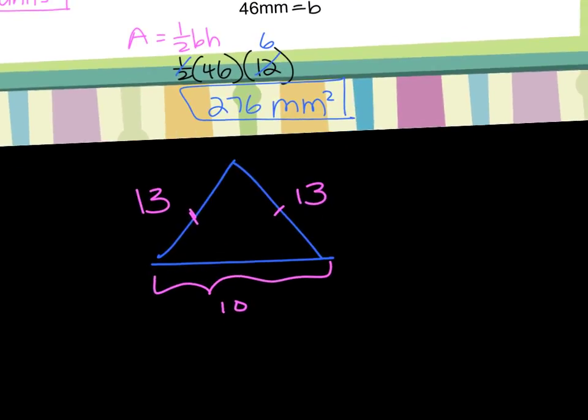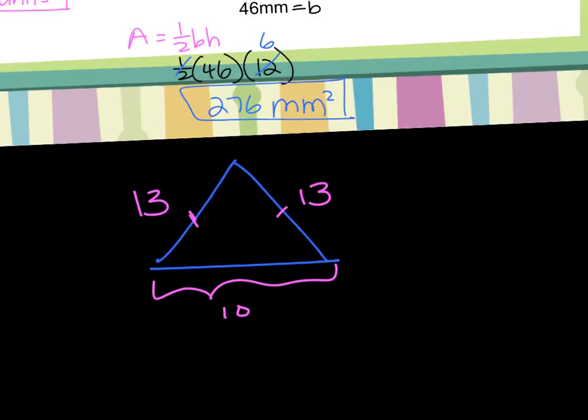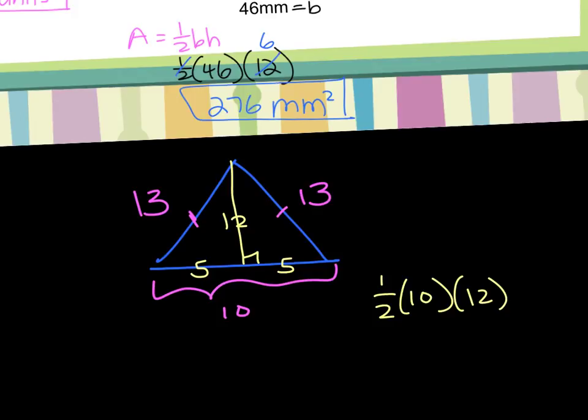So think about what we know about an isosceles triangle. If I drop down my height here, what happens to an isosceles triangle when I drop from the vertex angle? It bisects that bottom side. So this is now 5 and 5. And now I've got 2 right triangles. 5, 12, 13 is your triple. So this would be 1/2 the base, which is 10, times the height, which is 12. And it would be units squared.